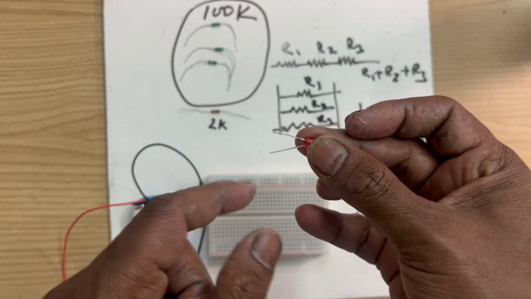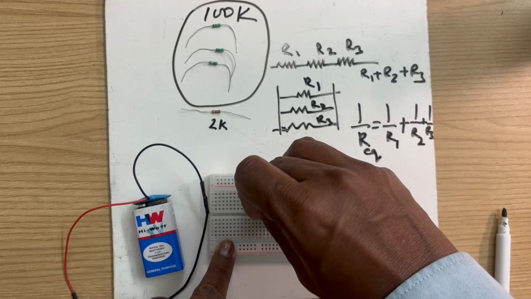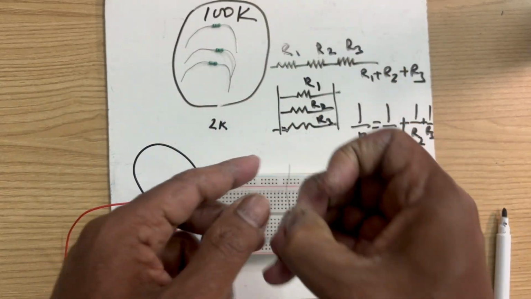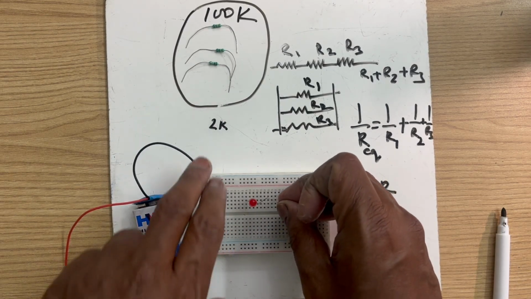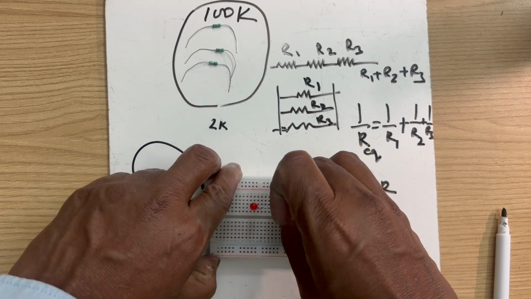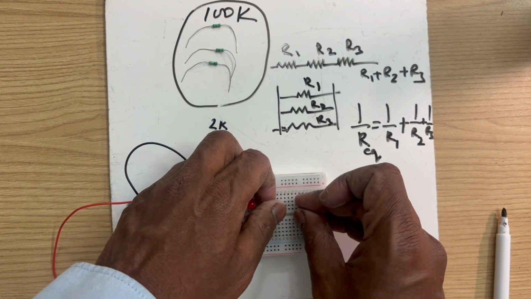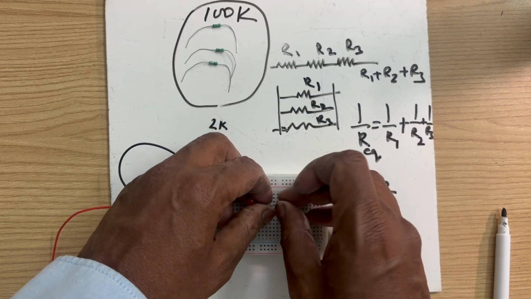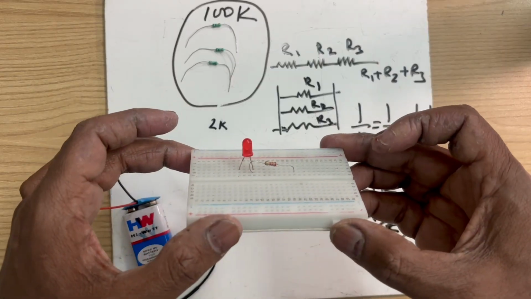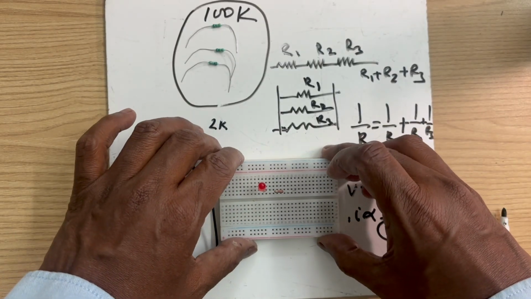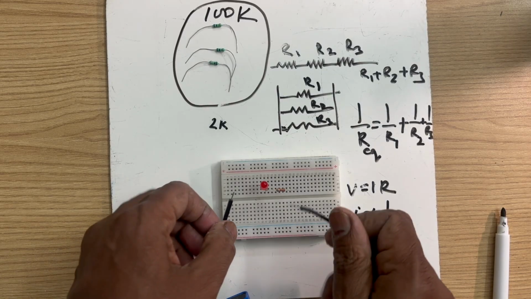So the long leg is always the positive one. You always remember, there is no orientation in the resistance. So this is a 2K resistance. All right, just put it here. So now this is our load, which is called the LED, and this is connected in series with the 2K resistance, and see the difference of the intensity.